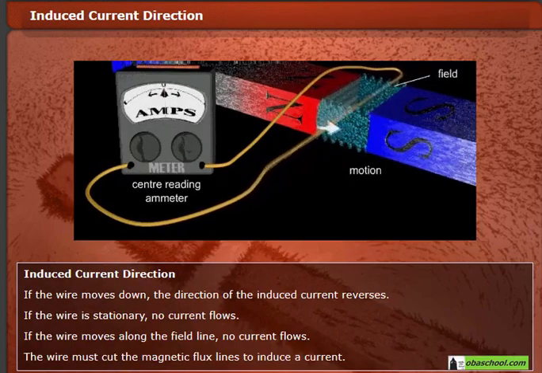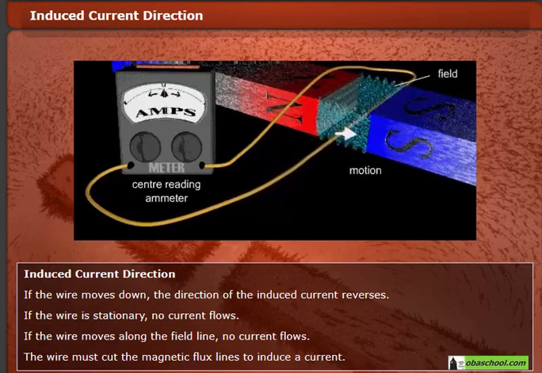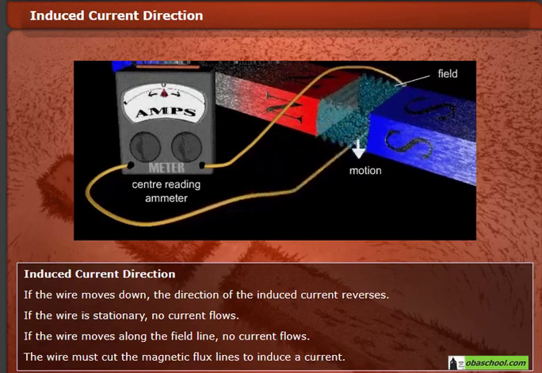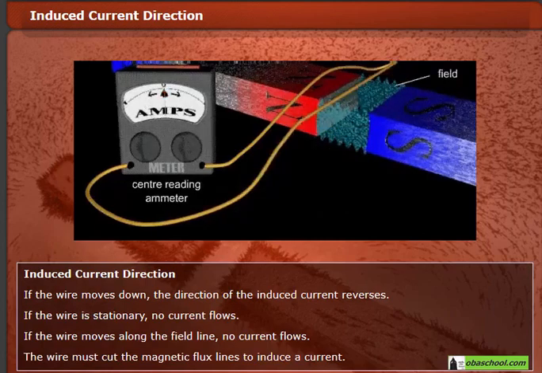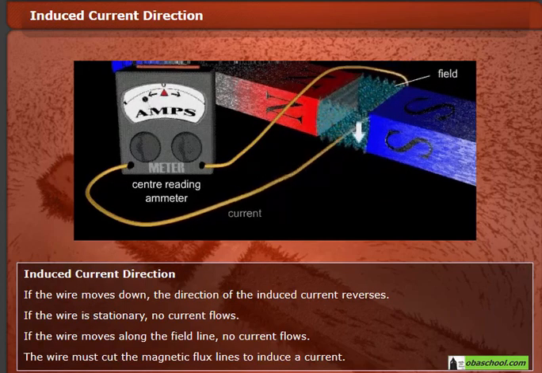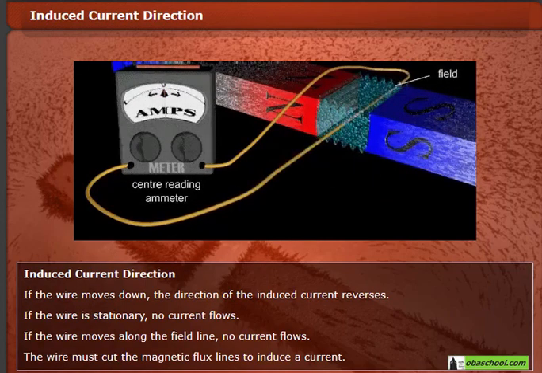If the wire moves down, the direction of the induced current reverses. If the wire is stationary, no current flows. If the wire moves along the field line, no current flows. The wire must cut the magnetic flux lines to induce a current.